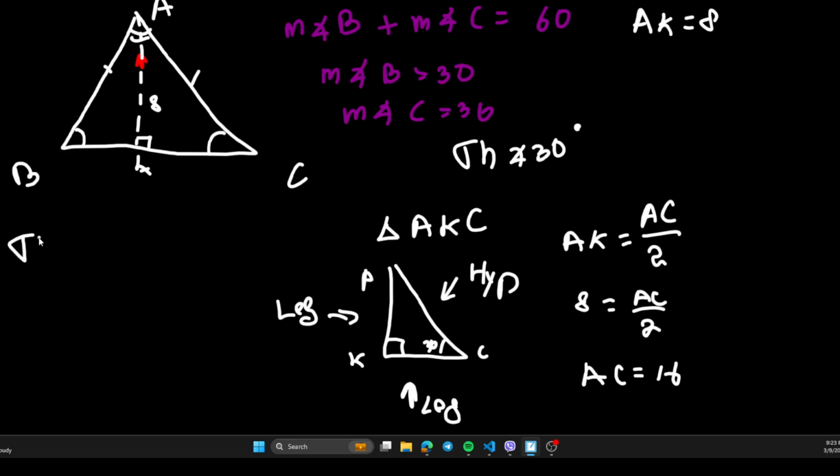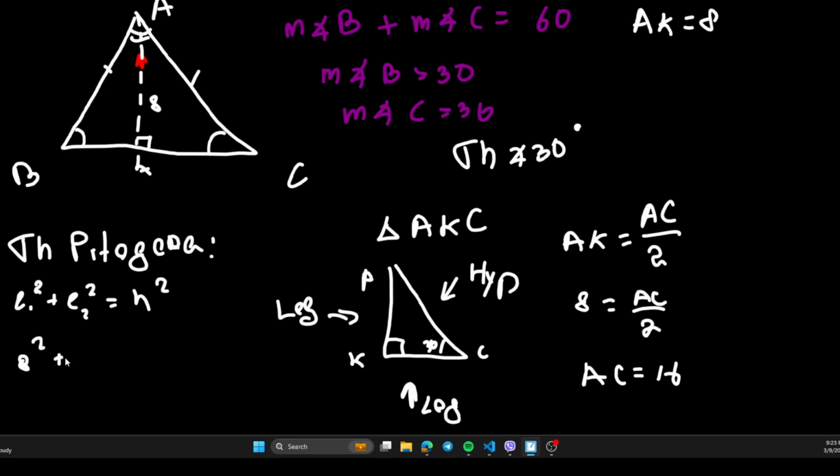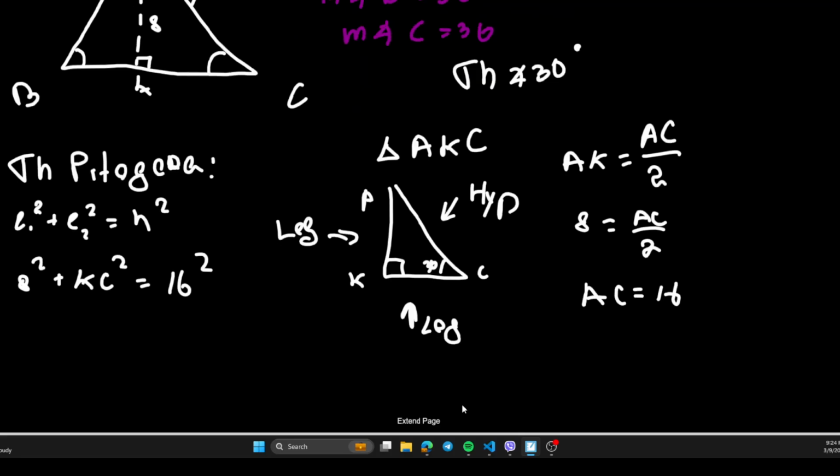Using the Pythagorean theorem, you can find the second leg. Do you remember it? The first leg to the second power plus the second leg to the second power is equal to the hypotenuse to the second power. Now, you know one leg is 8, so 8 to the second power plus KC to the second power equals the hypotenuse, 16 to the second power. And now just find KC.